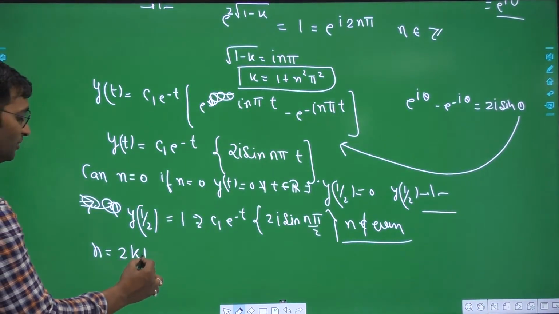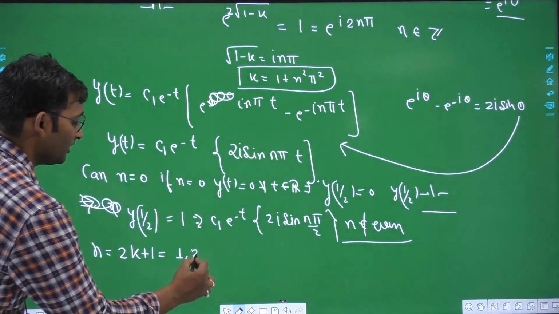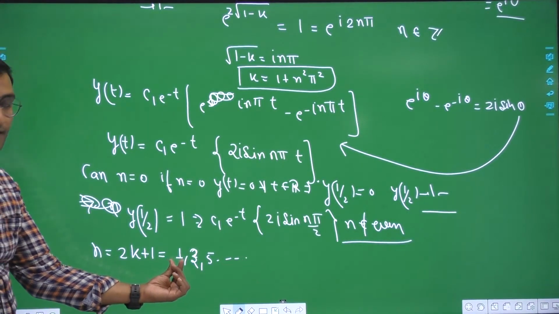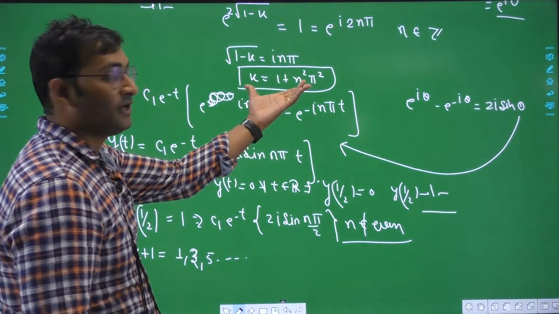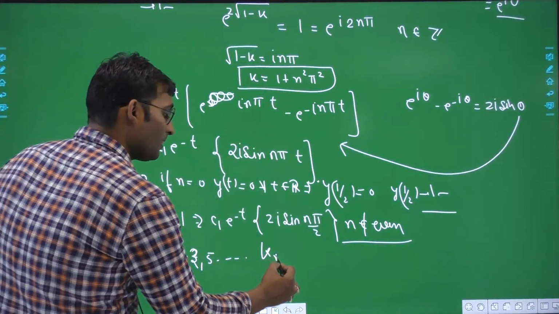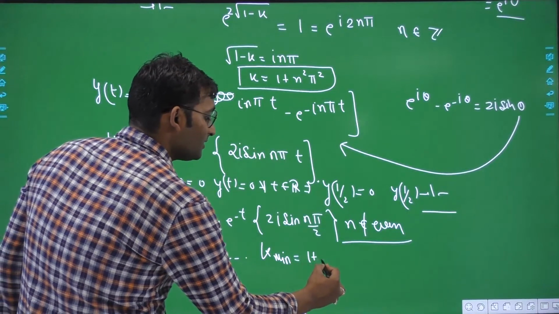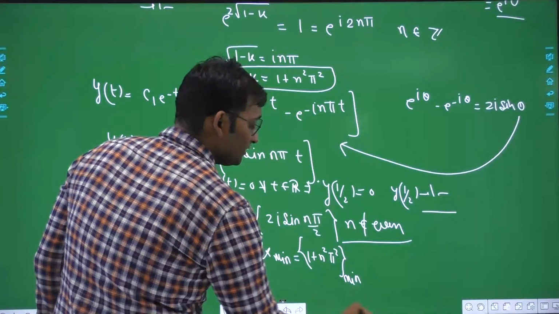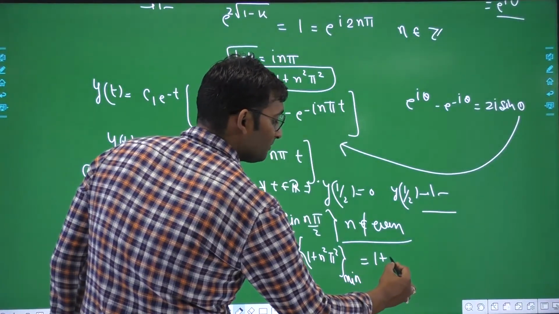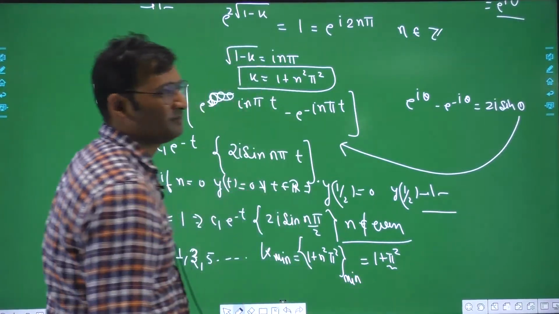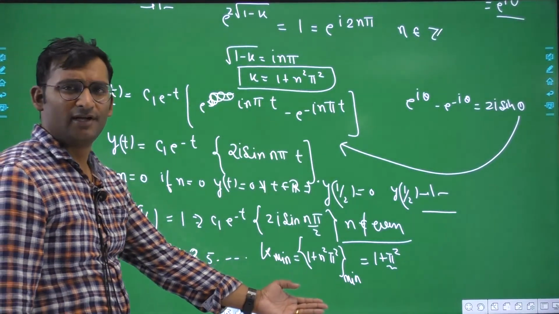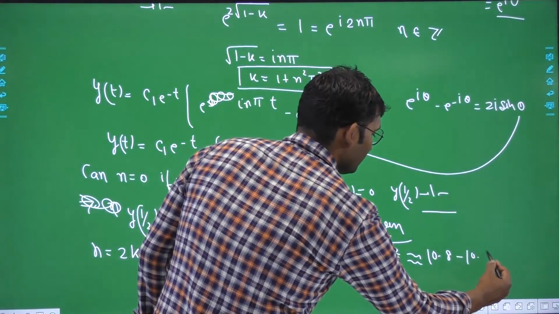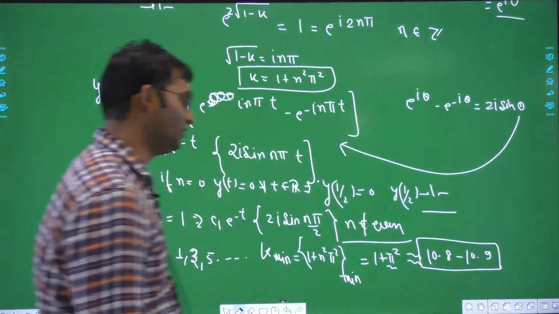That implies n is supposed to be odd only. That is, n is supposed to be 2k plus 1. So what can n be? It can be 1, 3, 5, and so on and so forth. So the least possible value of n will correspond to the least possible value of k. So k minimum will be equal to 1 plus n square pi square minimum, and when will n square pi square be minimum? For n equal to 1. So you get 1 plus pi square. Pi square is around, I don't know, 9.8. So this will be around 10.8. So the given answer will be in the range of 10.8 to 10.9.